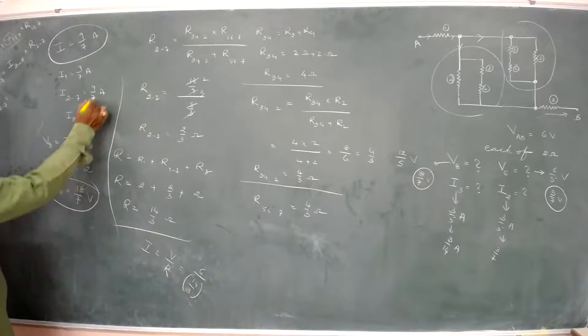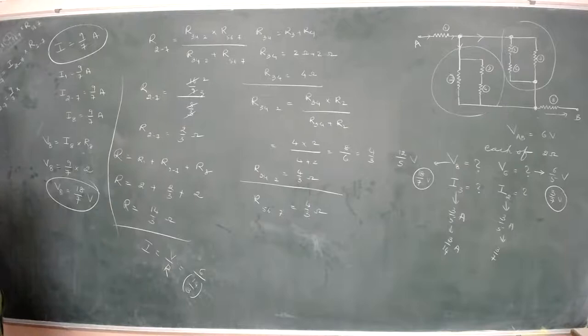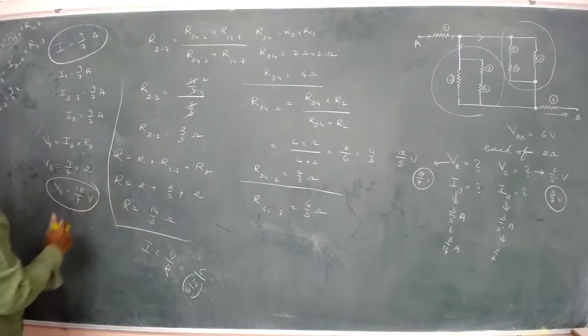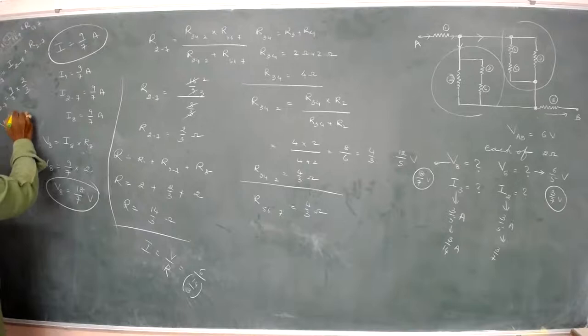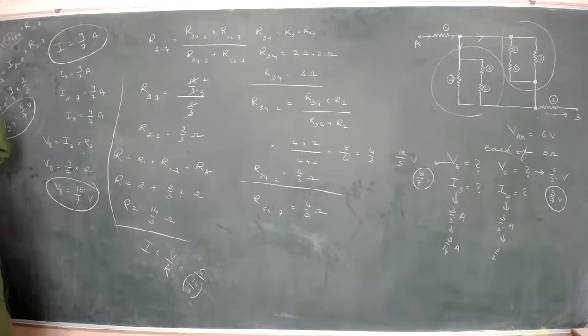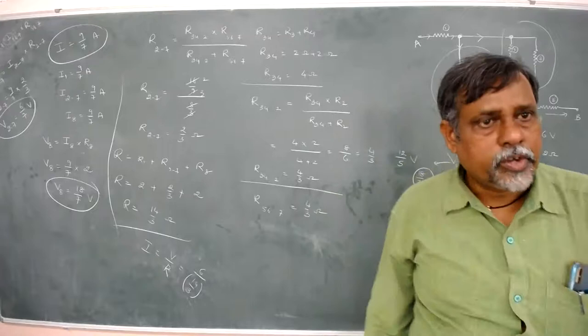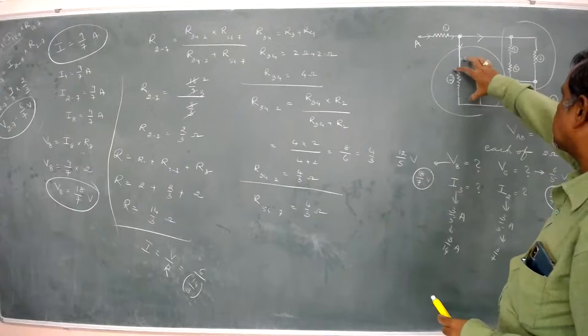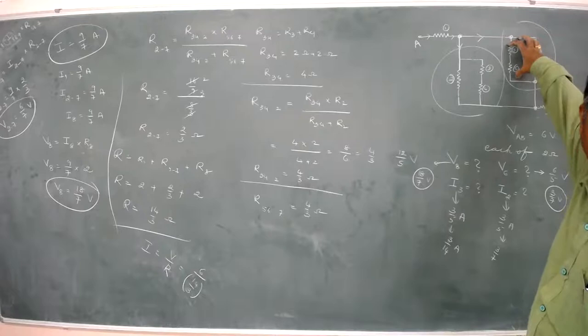9/7. So what is the resistance between 2 to 7? 2 by 3. Okay, potential between 2 to 7, how much? 6/7 volt. Okay, 6/7 volt is there for this. Same potential is there for this, because these two things are in parallel combination.